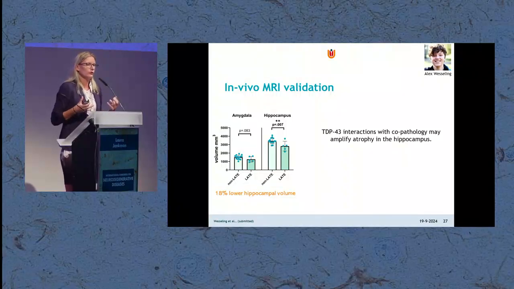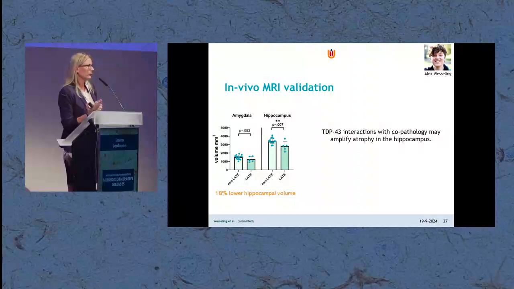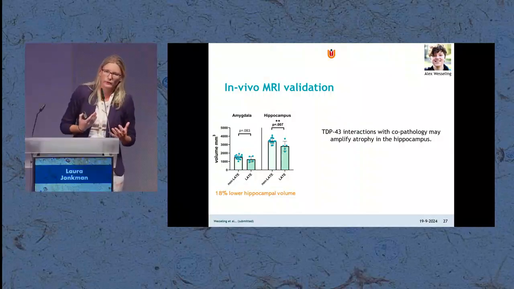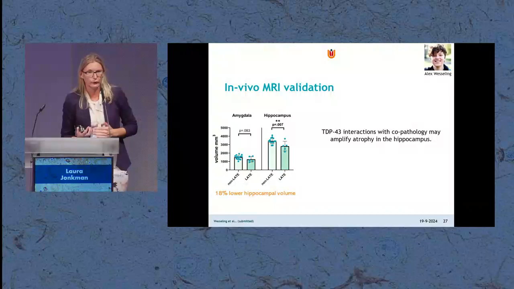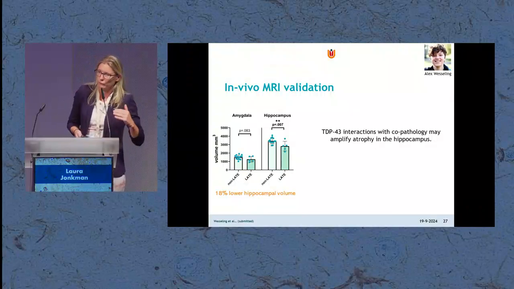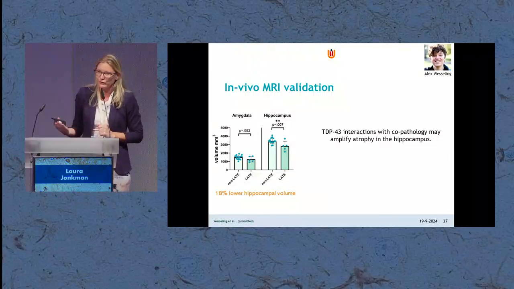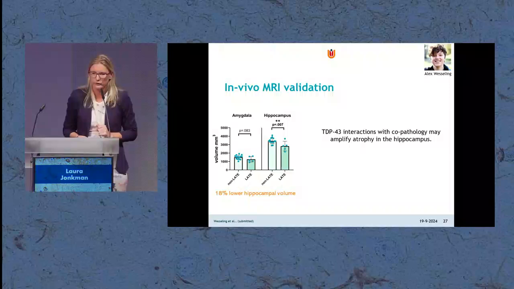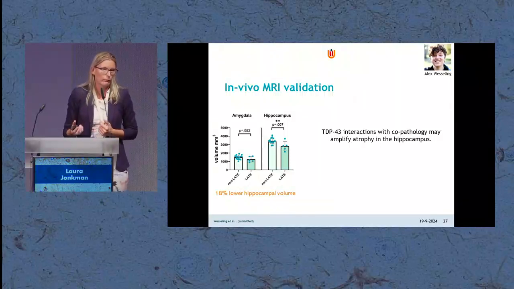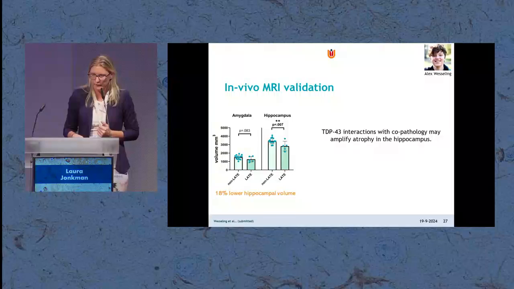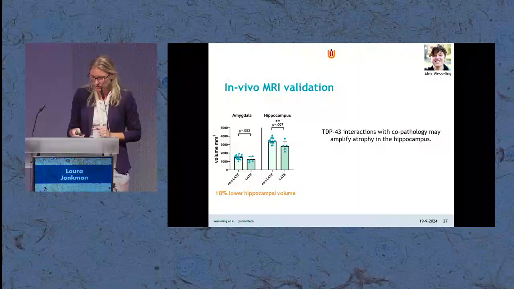So as a general note on this, we do see that the hippocampus seems to be more affected rather than the amygdala, even though in the staging system you would expect first the amygdala, then the hippocampus. But we expect, as shown this morning during the talks, that TDP-43 interacts with co-pathology, especially with tau within the hippocampus, exacerbating the atrophy within that region.